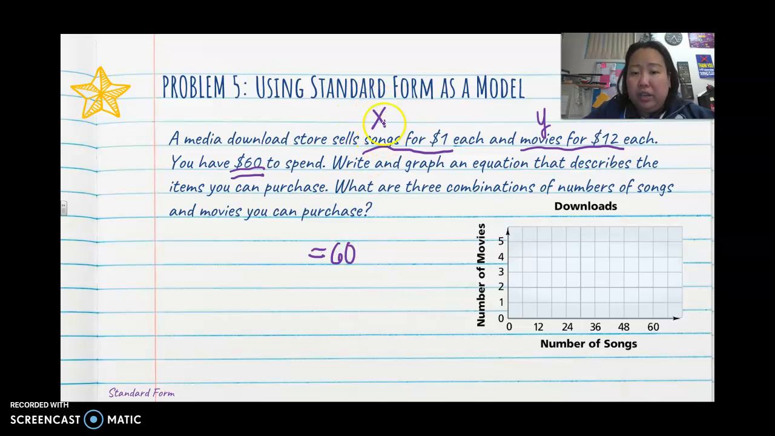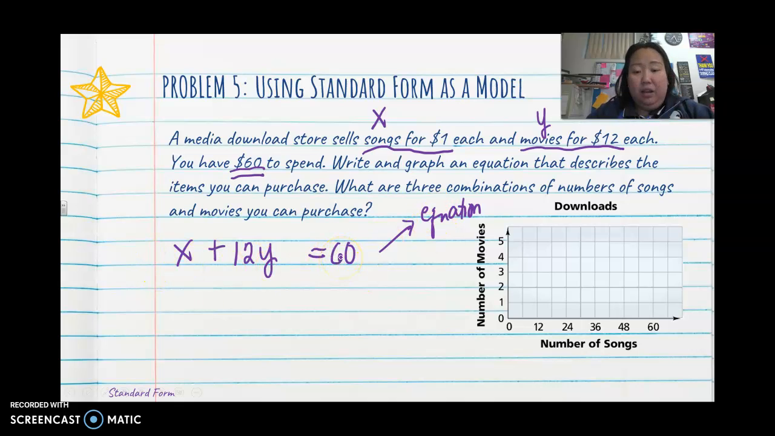How many songs can you buy? We do not know, but we know that the price is $1 each. So it's going to be $1 times the number of songs. So that's just going to be 1x. Okay, but we can just write it as x. We have to add how many movies can we buy? We do not know, but we are having to pay $12 each for the movies. So we will have something that is 12y. Okay, so this is going to be our equation. All right, so this is already our equation.